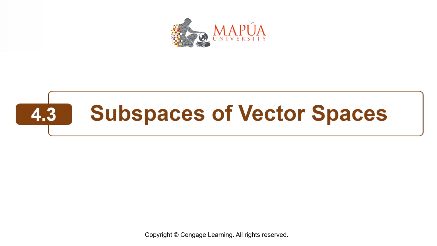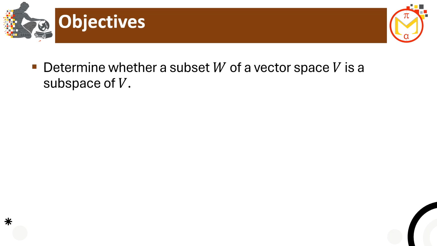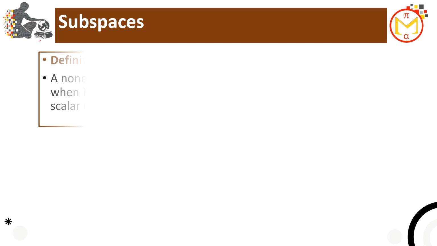Let's move now to topic or chapter 4.3, the subspaces of vector spaces. Our objective is to determine whether a subset W of a vector space V is a subspace of V, and to determine subspaces of R raised to N. So let's start with the subspaces.